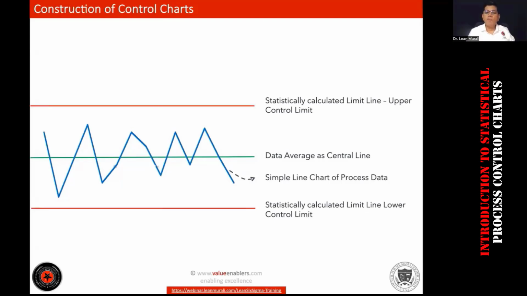Now, I'll give you a feel of this. Most of these graphs are made by software, and I particularly use software called Minitab. If you see here, there is a red line on the top and the bottom, a green line in the middle, and a blue line in the center. The red line on the top is called the upper control limit. The red line on the bottom is called the lower control limit. The green line in the center is called the data average. And the blue line is actually the data points connected by a line.